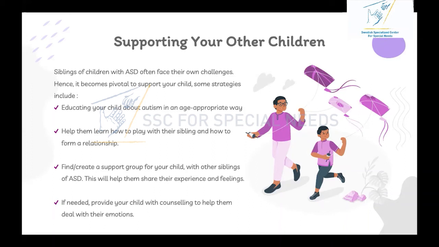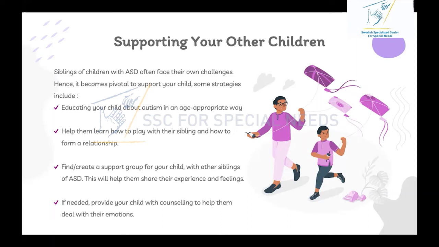Some strategies include educating your child about autism in an age-appropriate way. Help them learn how to play with their sibling and how to form a relationship. There are simple things you can do that will help with this, including teaching your other children how to get their siblings' attention and give simple instructions, and encouraging your children to play with sensory-friendly toys with their brother or sister. It's also important to praise all of your children when they play well together.